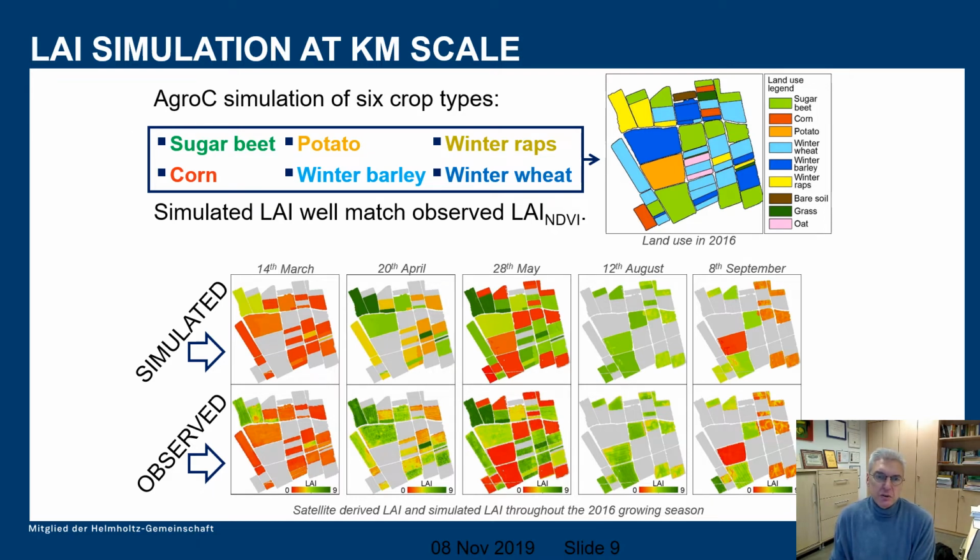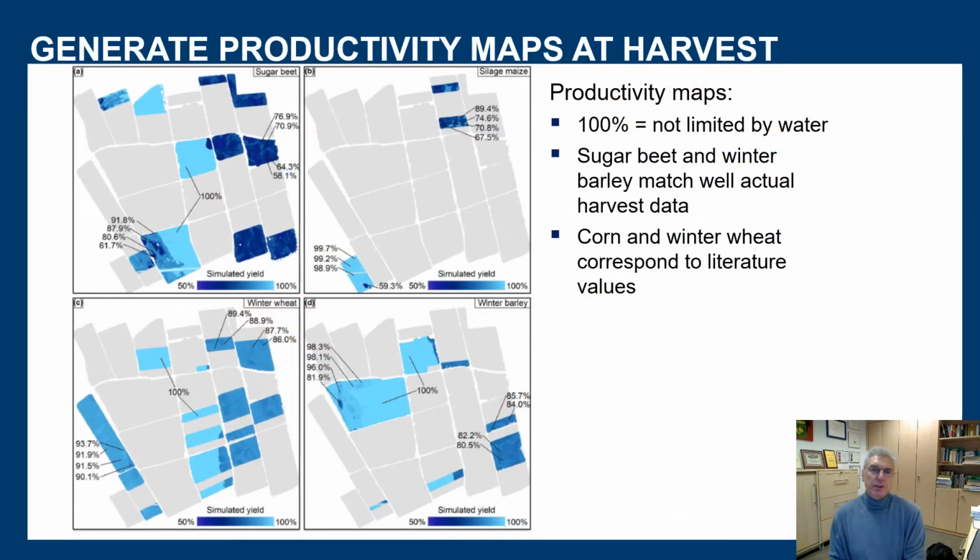We then use this model to simulate the productivity at harvest. And this is done for 4 crops: sugar beet, silage maize, winter wheat, and winter barley. And we have done this for specific field sites where we also have information from the farmer on the productivity.